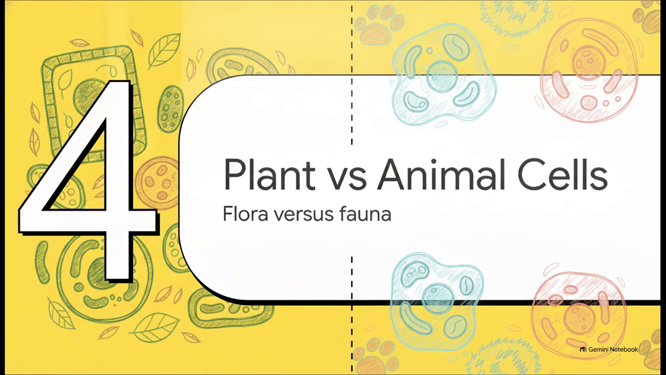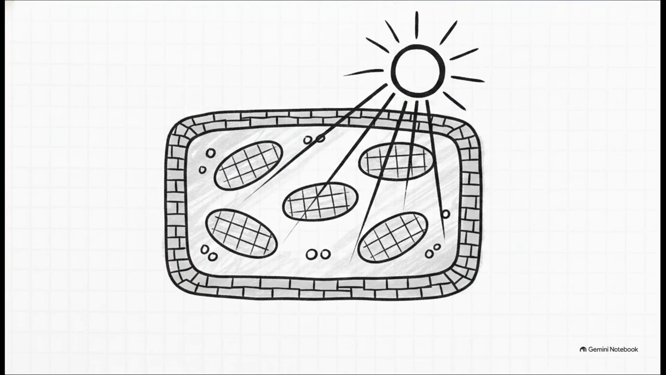Let's look at Section 4, Plant and Animal Cell Differences. What makes the flora different from the fauna? So we've built our basic cellular city, but here is where things get really fascinating. The architecture of the city actually changes depending on whether it belongs to a plant, the flora, or an animal, the fauna. Plants have some very unique needs to survive, and so they evolved specialized, plant-specific organelles.